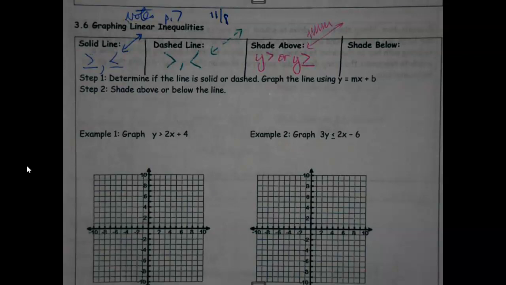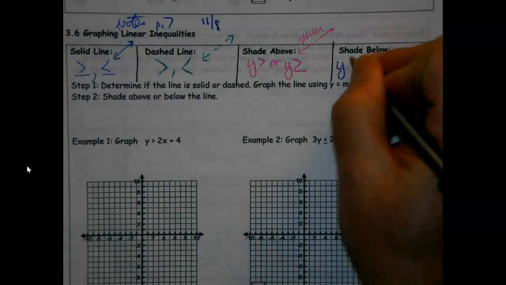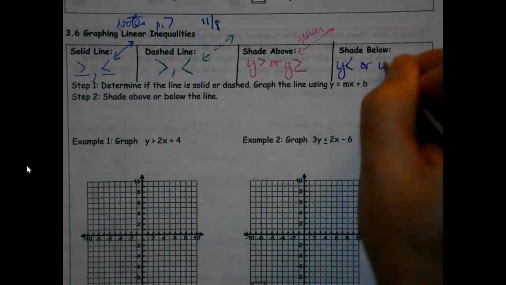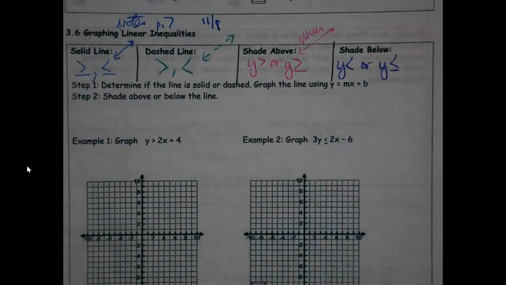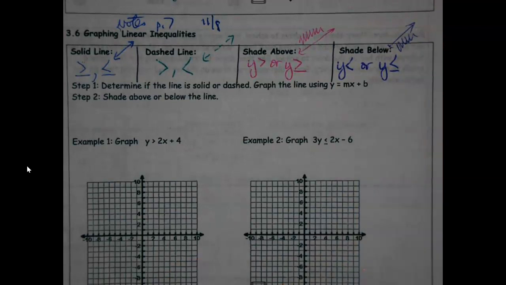However, if the arrow is pointing at y, you are less than me, we are going to shade below. So every problem we do, there's going to be 3 things we got to do.